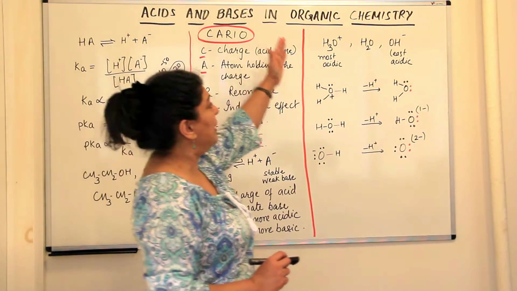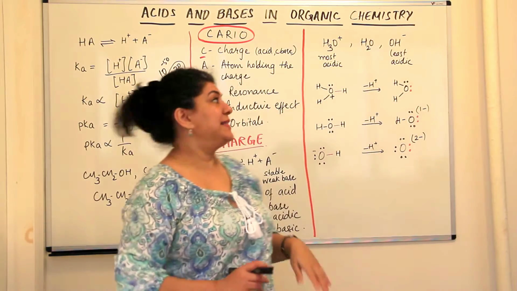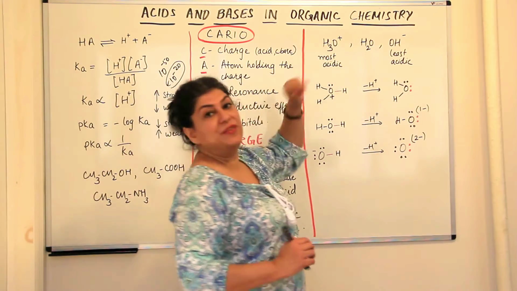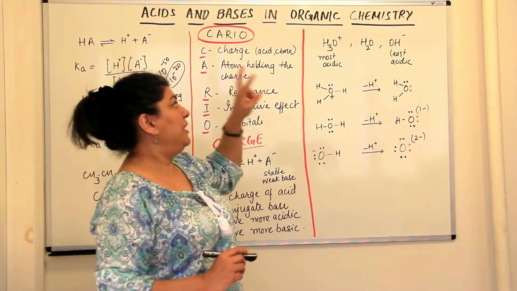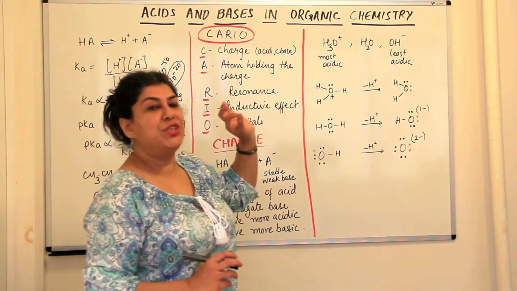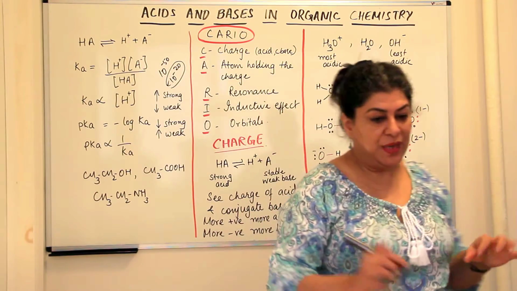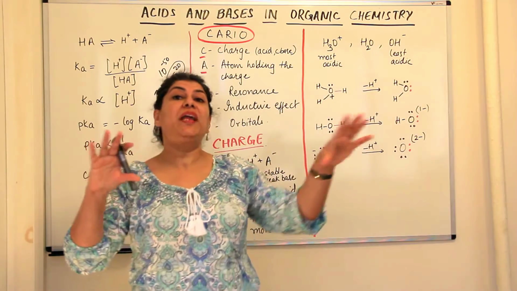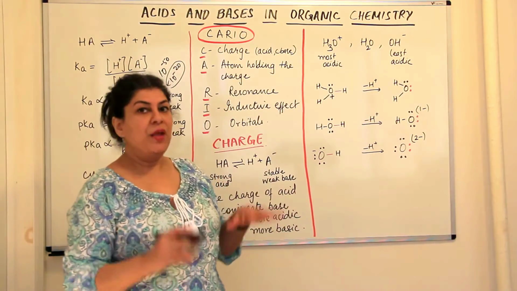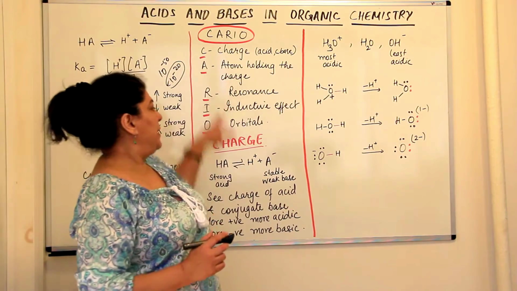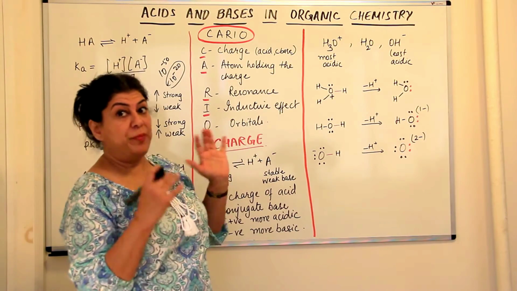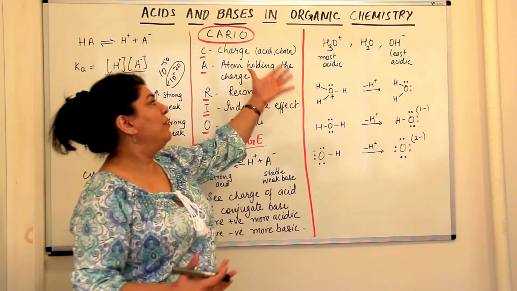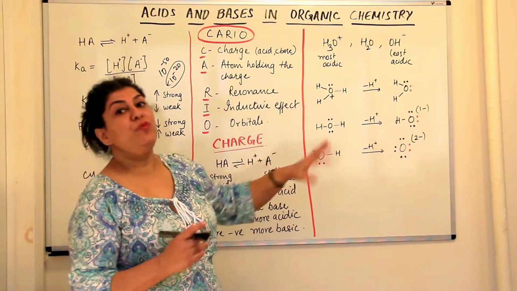Now let us look at these three examples. H3O positive is the hydronium ion, H2O is water, and OH negative is the hydroxyl ion. If we compare these three species and want to arrange them according to their acidic character, what are we supposed to see? We are now focusing on the charge. On the basis of charge, how do we tell which is an acid, which is a base, which is stronger, which is weaker?